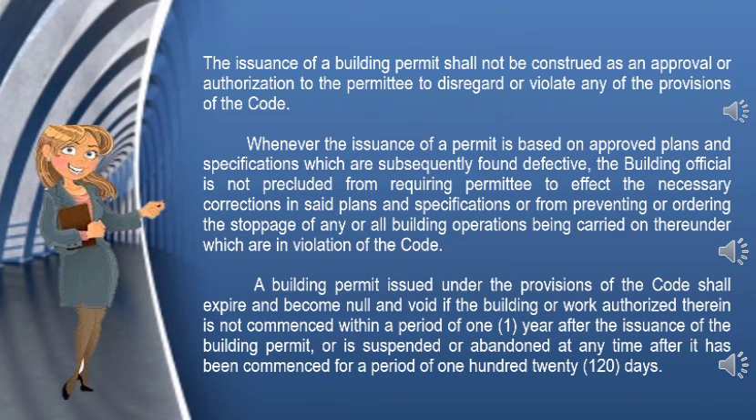A building permit issued under the provisions of the code shall expire and become null and void if the building or work authorized therein is not commenced within a period of 1 year after the issuance of the building permit, or is suspended or abandoned at any time after it has been commenced for a period of 120 days.